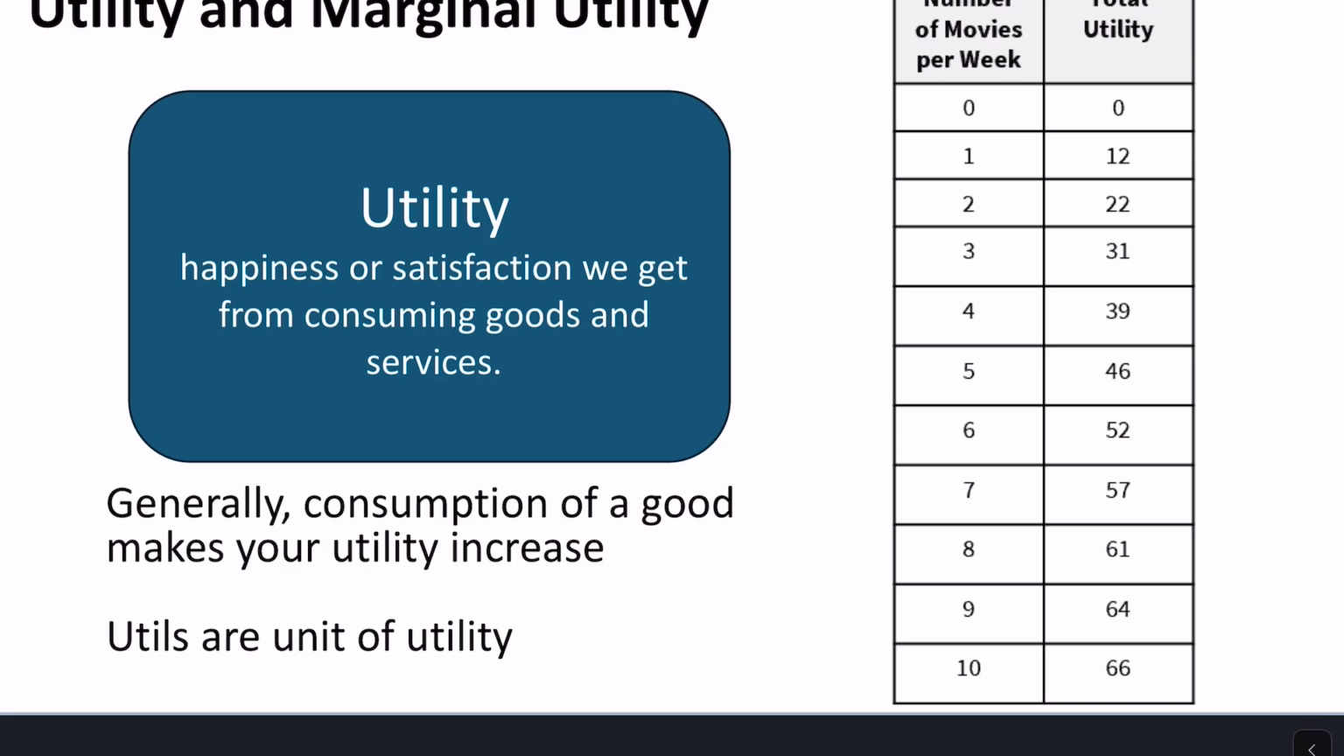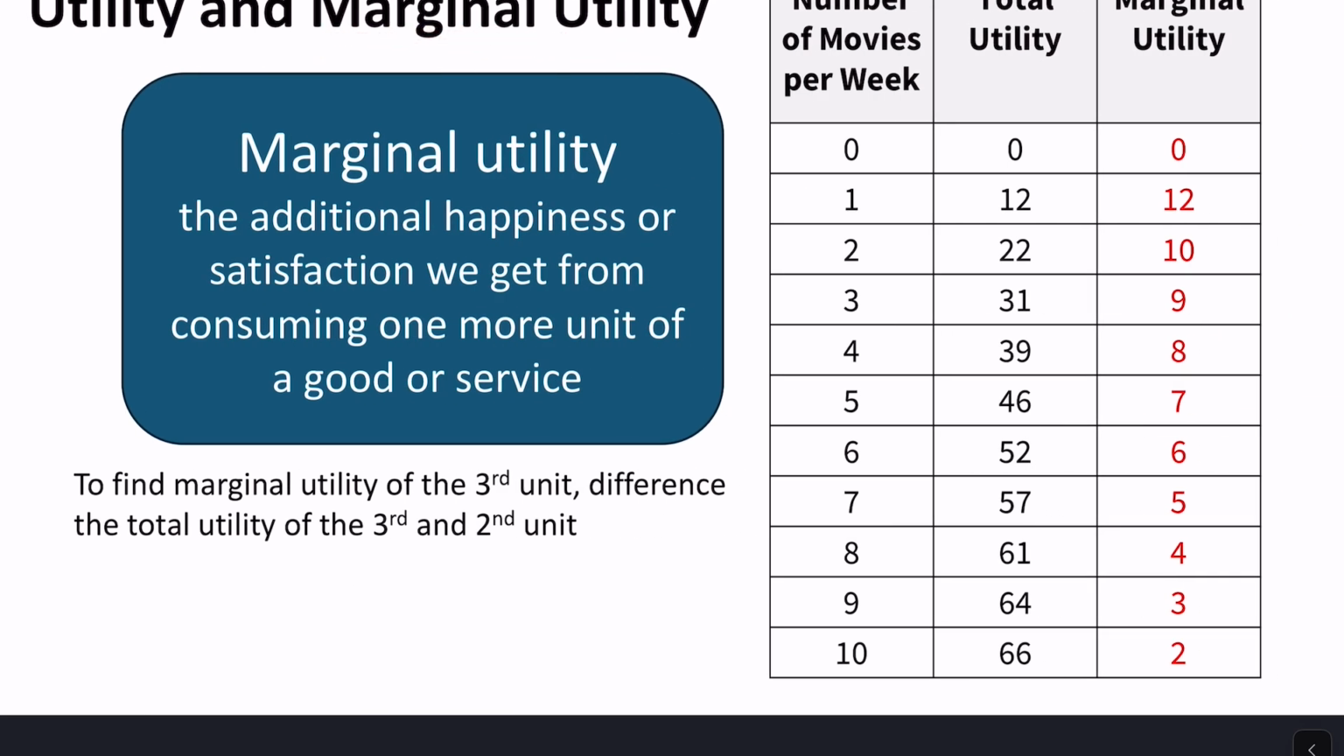All right, so this is utility. Now we have this total utility for each of these extra movies. Now we want to think about marginal utility. Marginal utility is going to be the additional happiness or satisfaction we get from consuming 1 more unit of a good or service. Right? So to find the marginal utility of the 3rd unit, we're going to difference the total utility of the 3rd and 2nd unit.